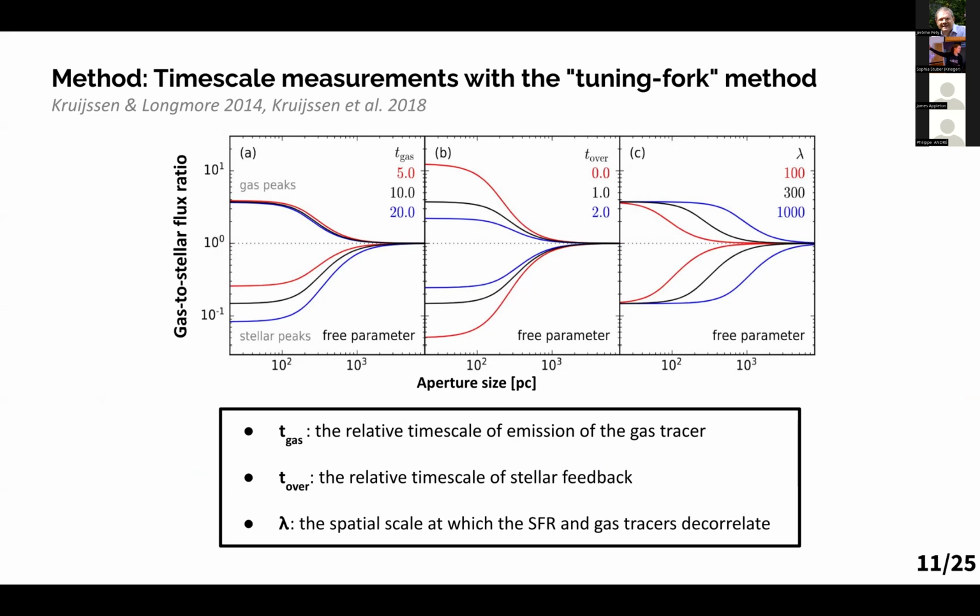As a function of these three parameters, the t-gas, the gas timescale, t-over, which is the time of overlap between the two tracers, which can be considered as the feedback timescale, and lambda, which is a spatial parameter at which the two tracers of gas and star are decorrelated.